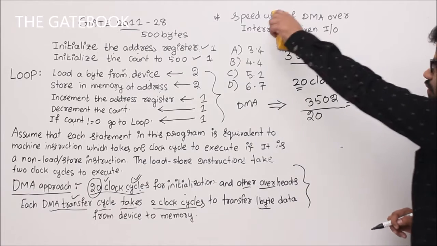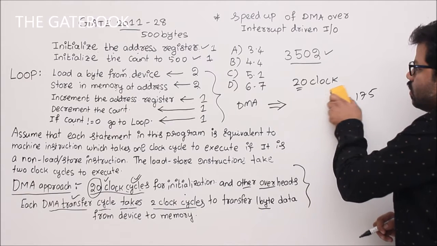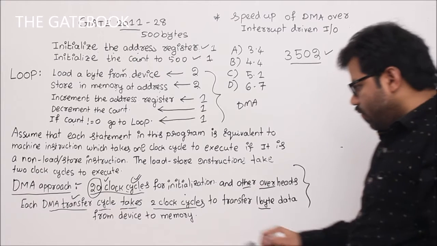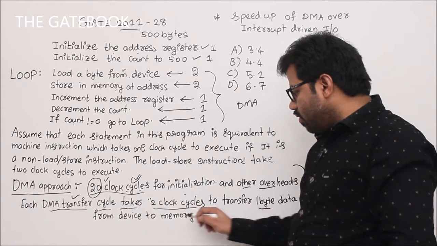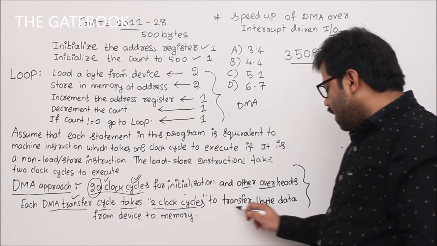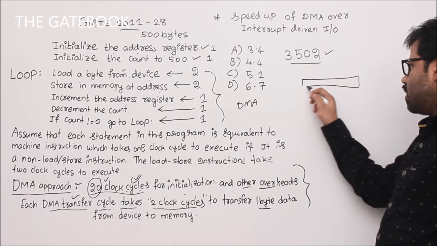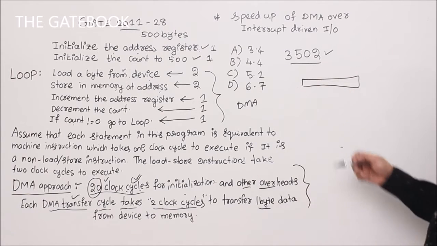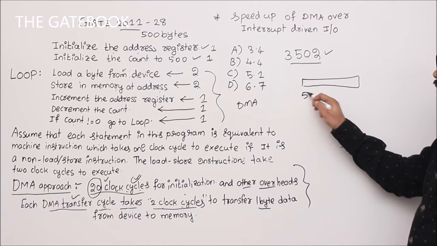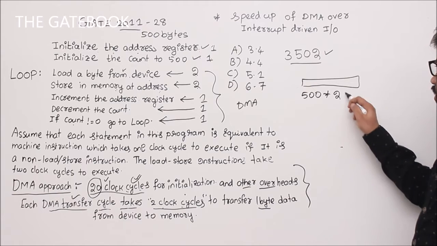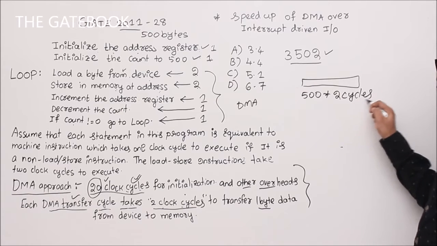But there is no 175 speed up. That means this is wrong. Then what should I do? We should think carefully. They have mentioned one more thing, 2 clock cycles are required for 1 byte data transfer. So for every 1 byte data transfer there is a CPU overhead, let us say. Then if you want to transfer 500 bytes, every time 2 more clock cycles. So 500 into 2 cycles, 1000 cycles.